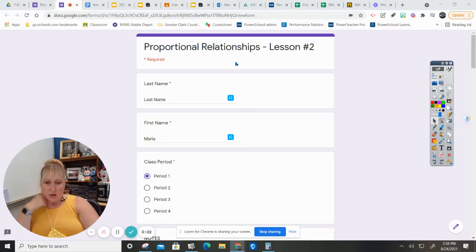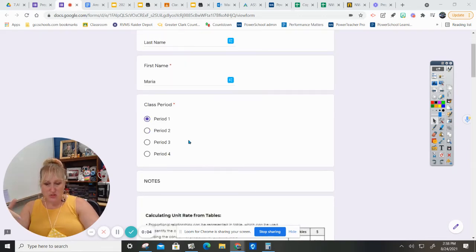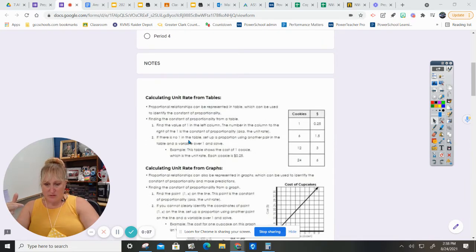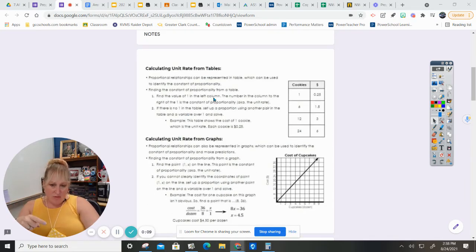We are still working on proportional relationships. Make sure that you put your last name and your first name and your class period. We have already worked on this. I'm trying to figure out the unit rate from tables.